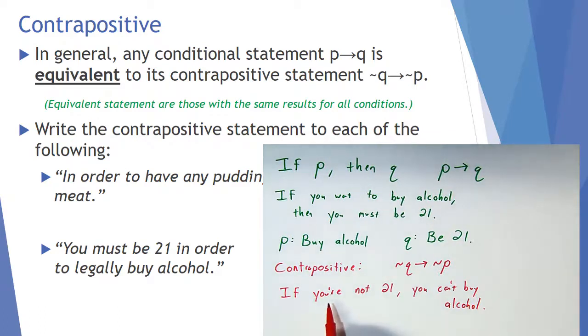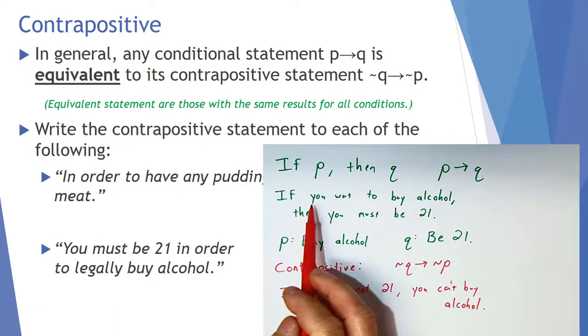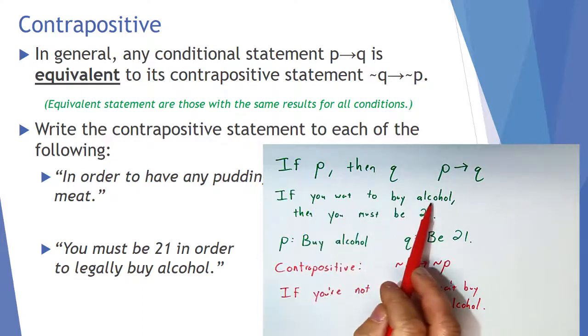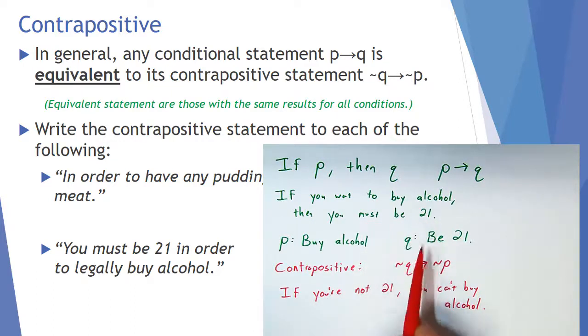Yes, and that's exactly the point. Here we're saying it from a positive standpoint. If you do want to buy alcohol, you must be 21. Here it's from a negated and reverse standpoint. If you're not 21, then you can't buy alcohol. From a logic standpoint, those two are exactly the same.